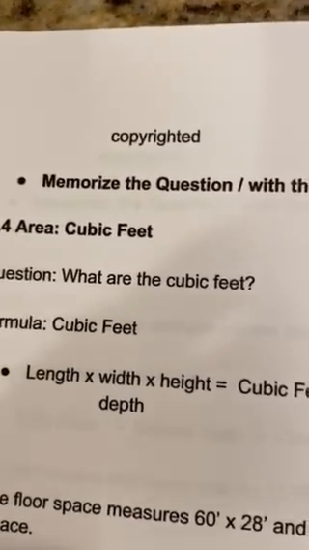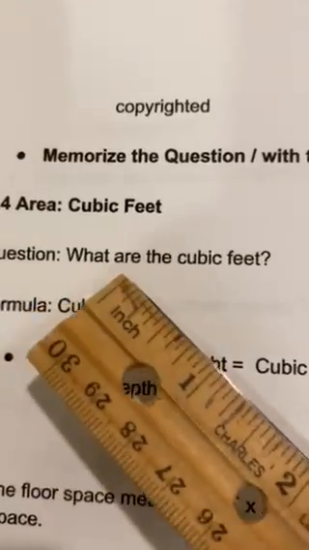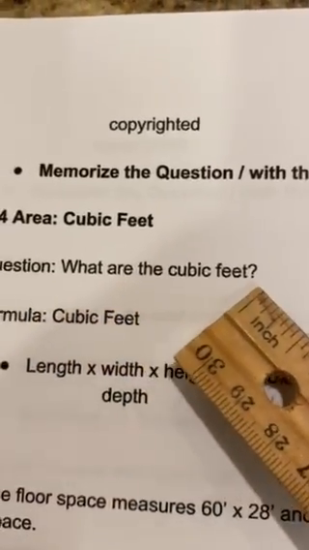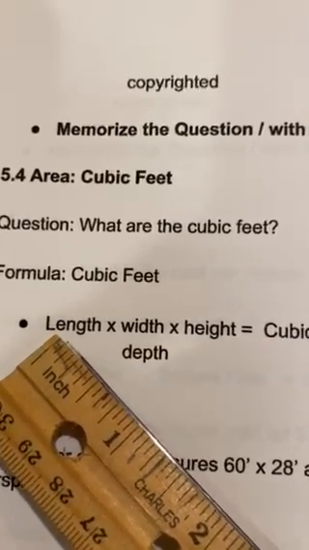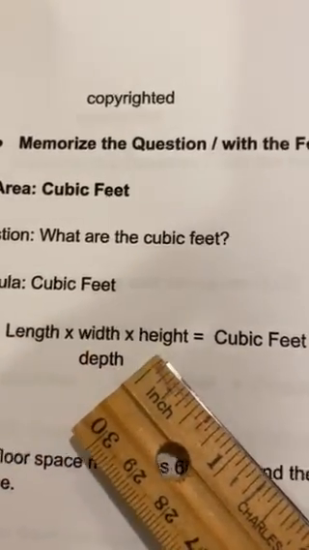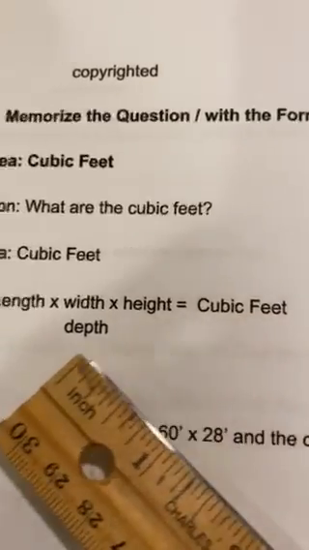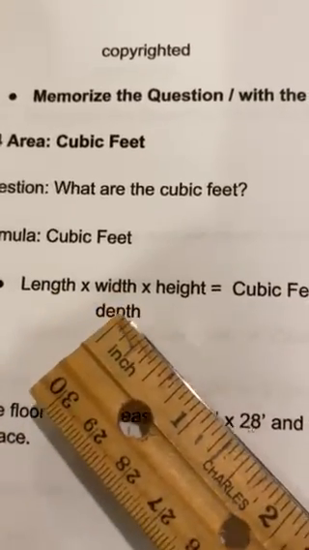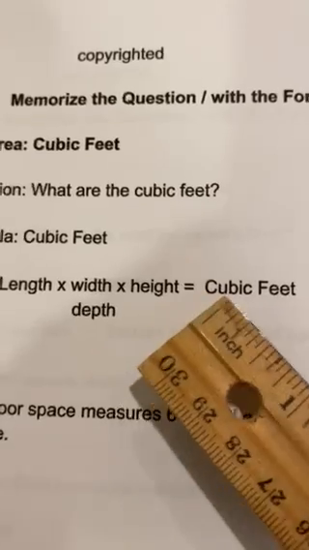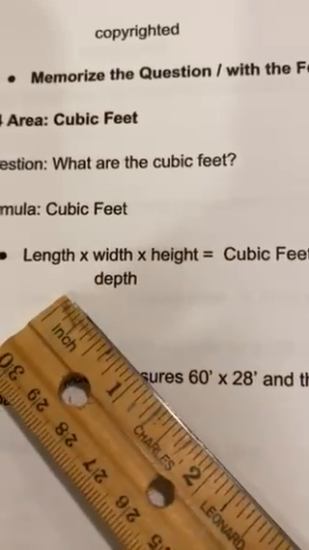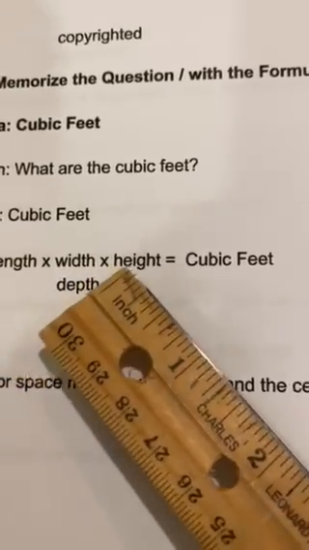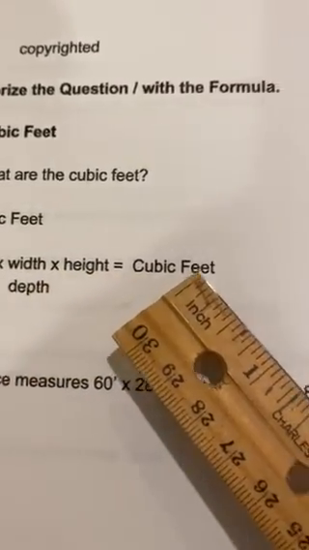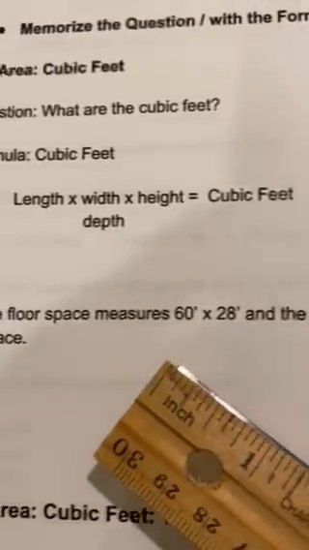The cubic feet. What are the cubic feet? The cubic feet formula is length times width times height equals cubic feet. Or you can say length times depth times height equals cubic feet. You must know this formula for cubic feet. Now let's do a problem.